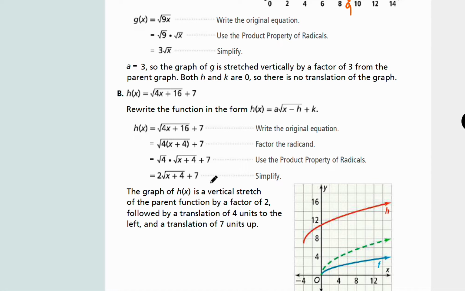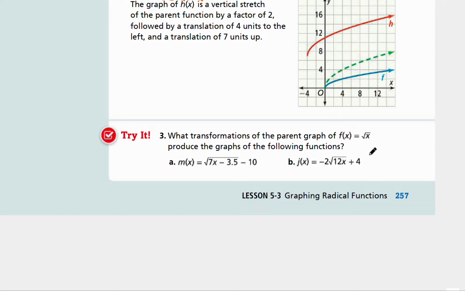Okay, let's look at try number 3. What transformations of the parent graph of f of x equals root x produce the graphs of the following functions? With the same parent function, square root of x, we're going to describe the transformations for parts A and B. So pause the video, see if you can figure it out by yourself for practice, and come back when you're ready for answers.